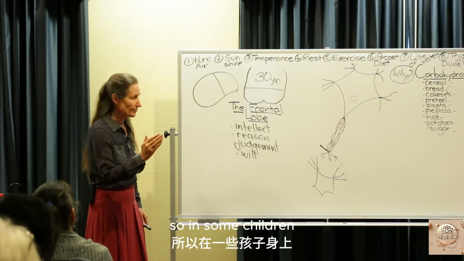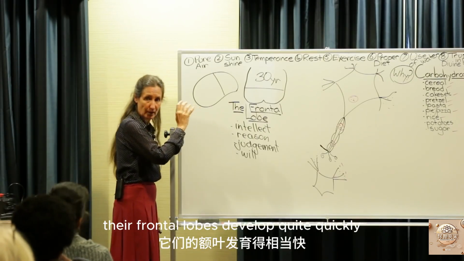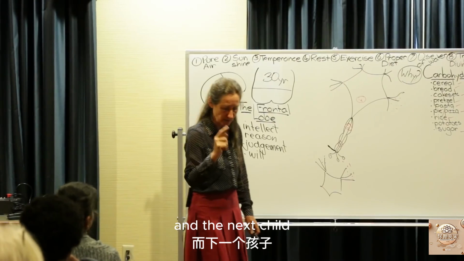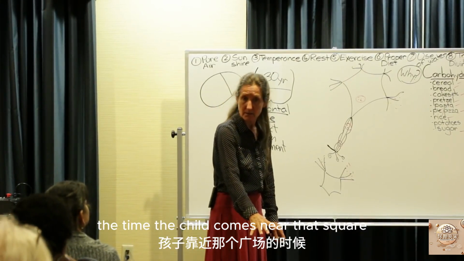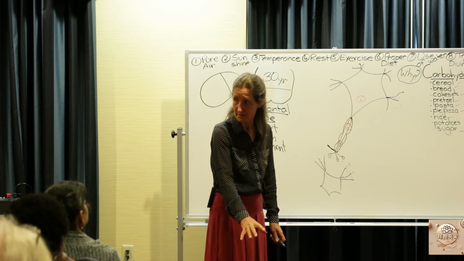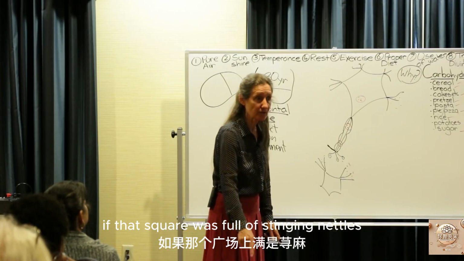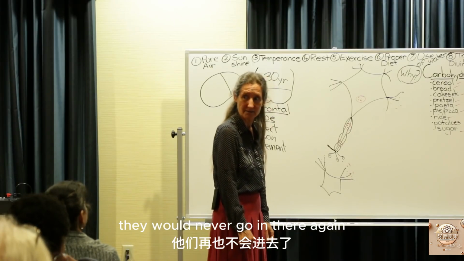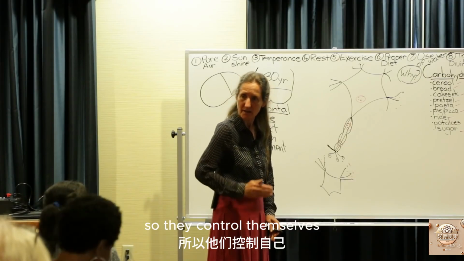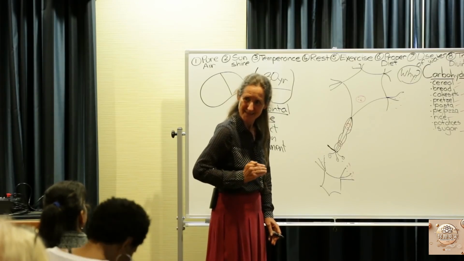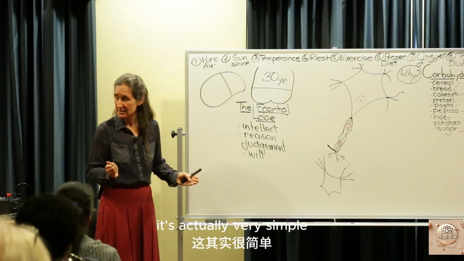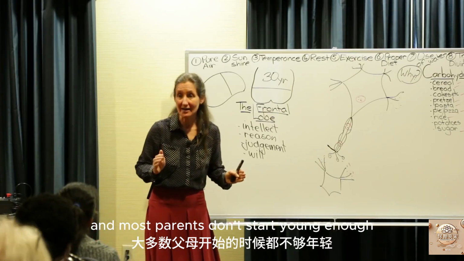So, in some children, their frontal lobes develop quite quickly, quite strongly and quite well because there's limits in the home. And the next time the child comes near that square, they really want to go in that square, but they remember that last time it hurt. And I tell you what, if that square was full of stinging nettles, they would never go in there again. It's as simple as that. They want to go in there, last time it hurt, so they control themselves. I don't want that again, and they don't go there. It's actually very simple, and most parents don't start young enough.